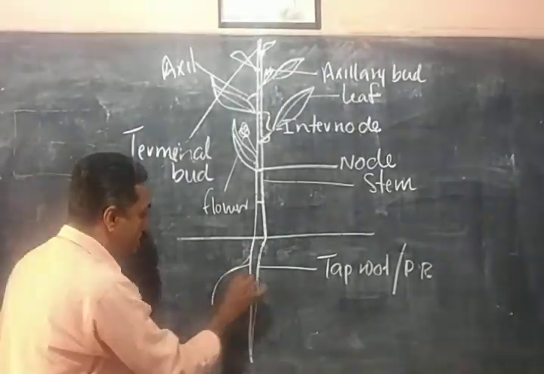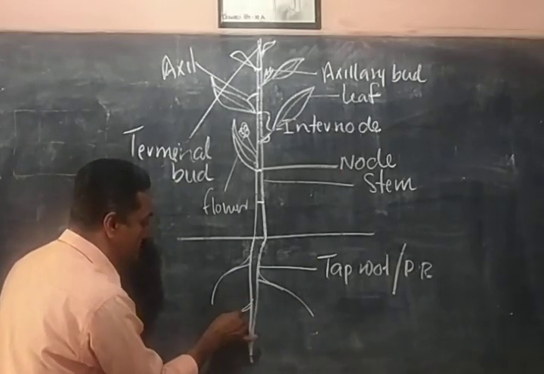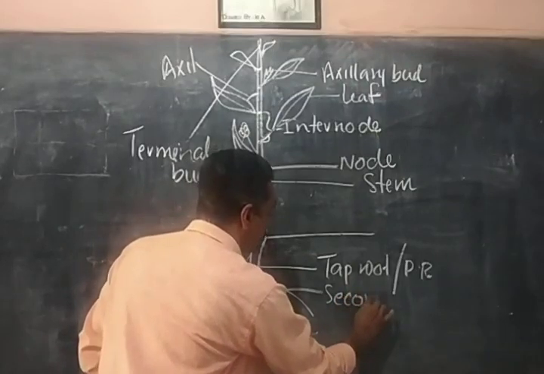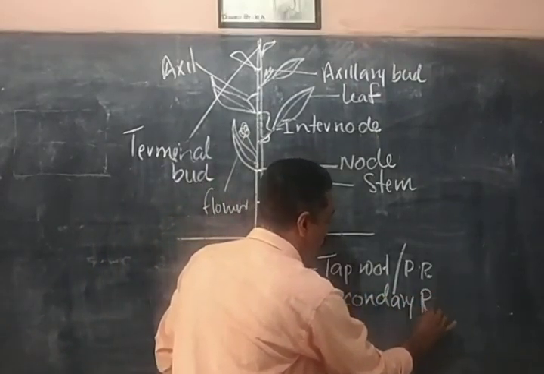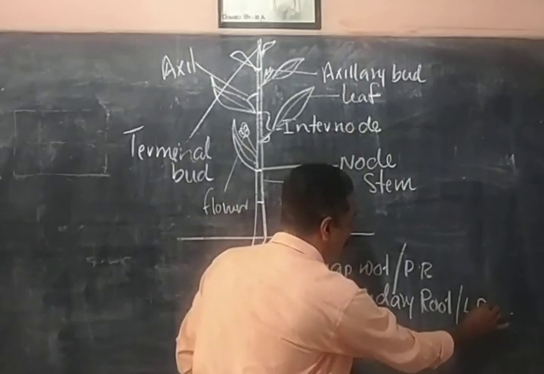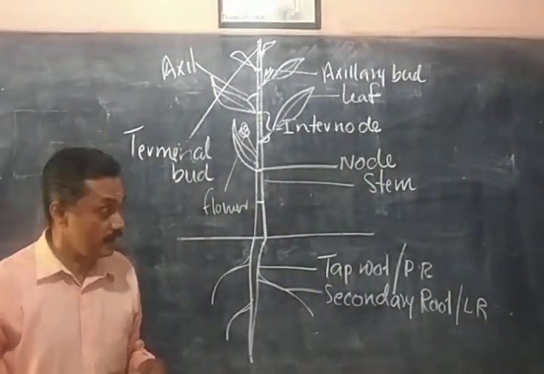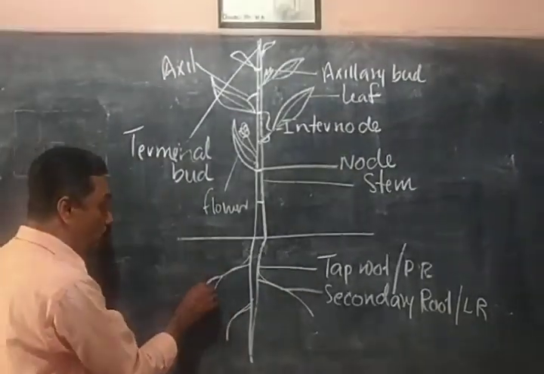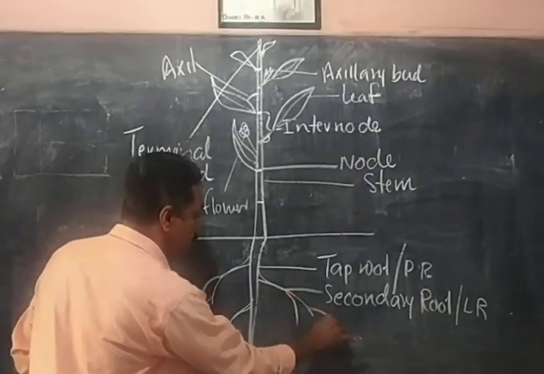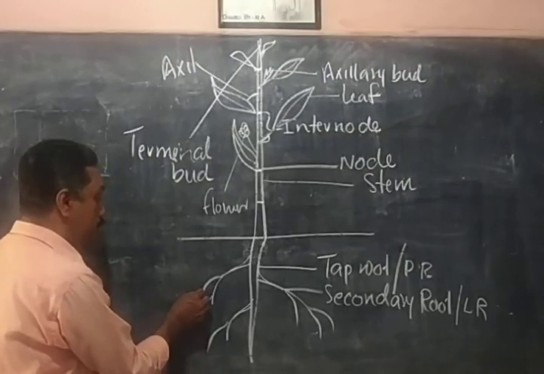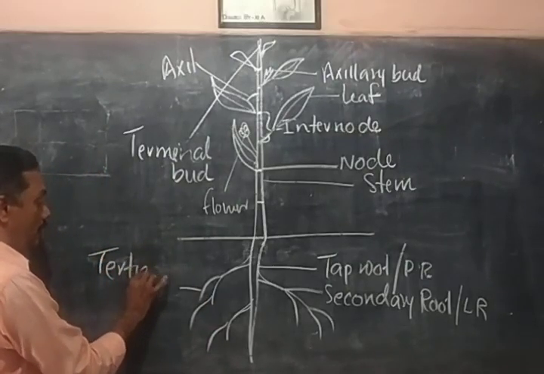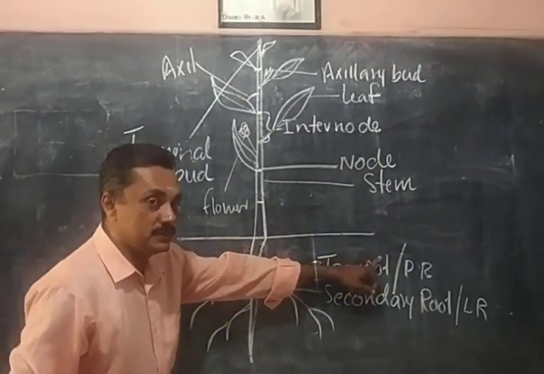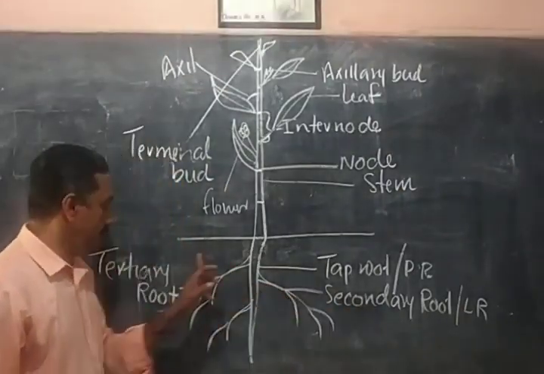This produces branches. These branches are called secondary root or lateral root. The lateral root again produces branches. These small branches are called tertiary root. Primary root, secondary root and tertiary root.